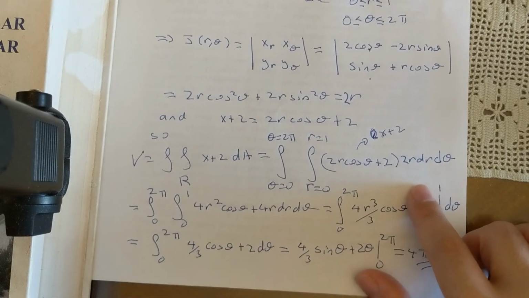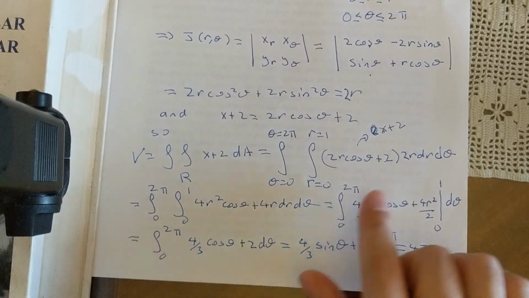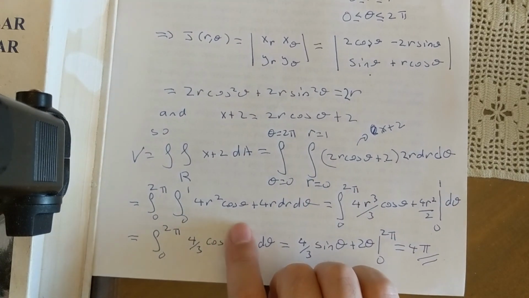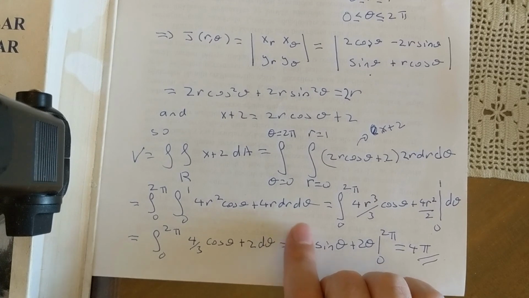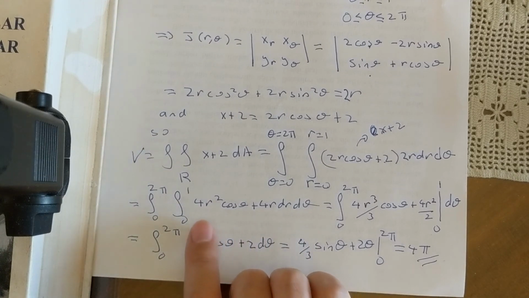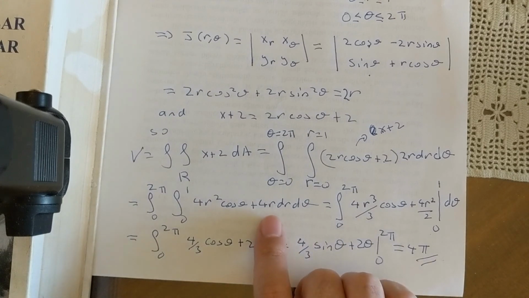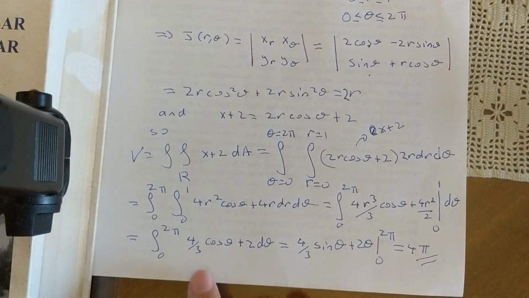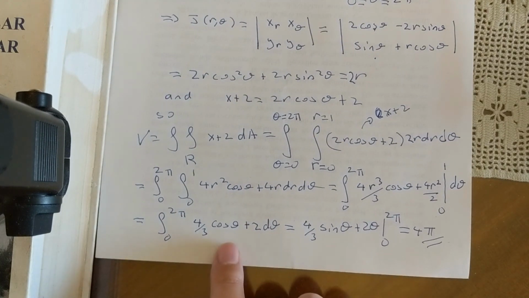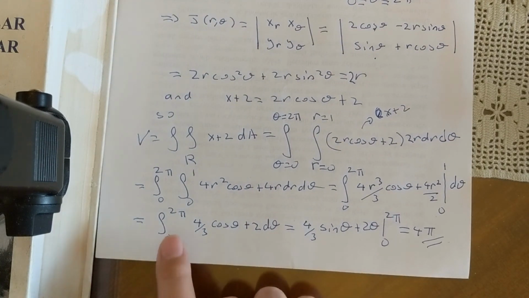Okay? So multiply through. Now this is an easy integral. Multiply through, you get 4r squared cosine theta plus 4r, dr d theta. So when you integrate it with respect to r, this is going to be 4r cubed over 3 cosine theta, and 4r squared over 2, which is basically 2r squared. Evaluate from 0 to 1, and you get 4 over 3 cosine theta plus 2, evaluate from 0 to 2 pi.